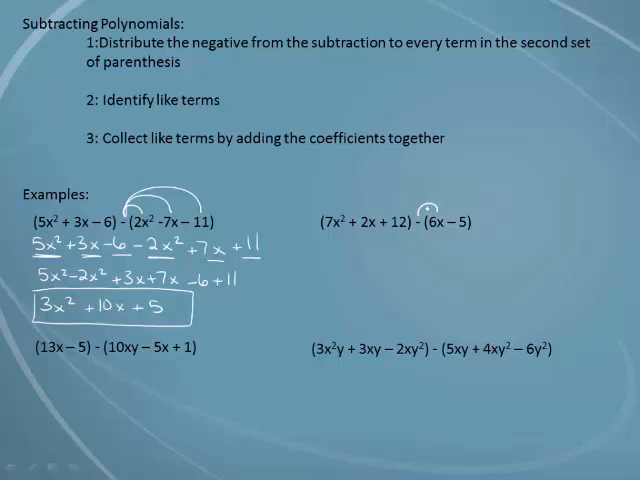I'm going to distribute this negative into these two terms. So negative times a positive gives me negative 6x. Negative times a negative gives me plus 5. 7x squared is alone. 2x and negative 6x are like terms. 12 and 5 are like terms. So 7x squared stayed the same. 2 minus 6 is negative 4, and 12 plus 5 is 17.